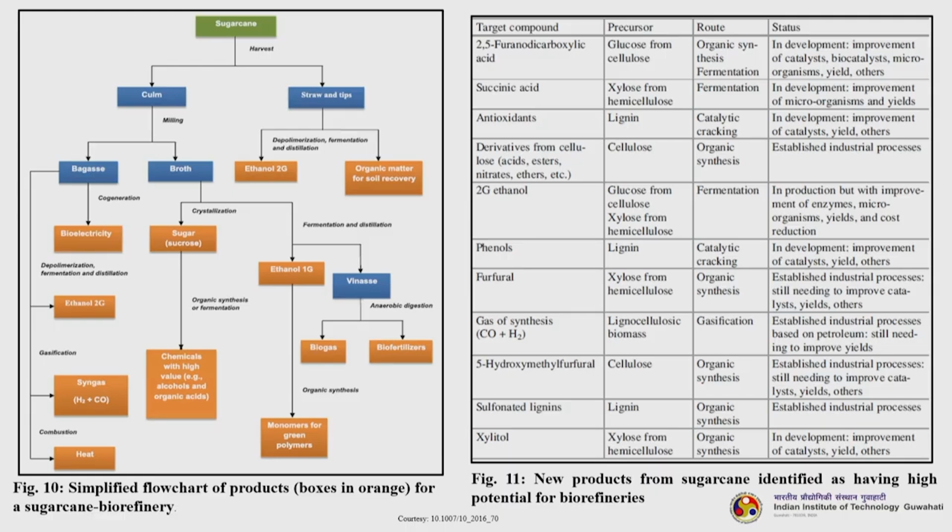Now, let us talk about 5-hydroxymethyl furfural, HMF. It is a very important chemical, a fuel additive. Its precursor is cellulose, its route is organic synthesis, and the status is established industrial processes, still needing to improve catalyst, yields and others. Then the last one is xylitol. I have skipped some, you can go through them later. The precursor is xylose from hemicellulose, the route is organic synthesis, it is in the development stage, and improvement of catalyst, yields and others is required.